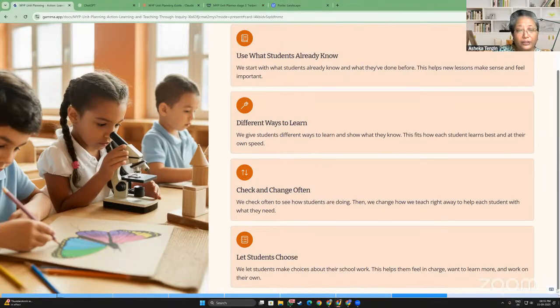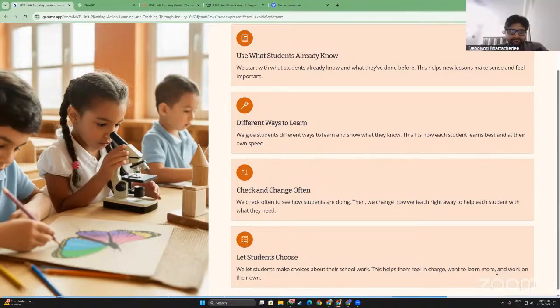Let students choose. Give them agency. There is a strategy called choice boards. If you Google choice boards, it is a response type of differentiation for differentiating product. Let students choose how they want to show their work. This will help them feel in charge, want to learn more, and work on their own. So this is the advantage of differentiating instruction.